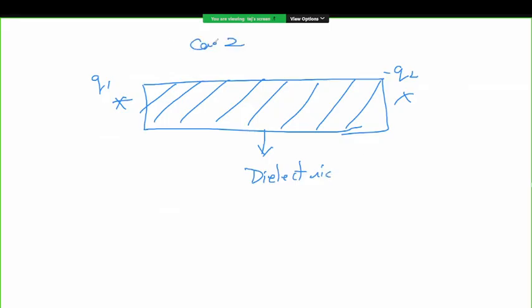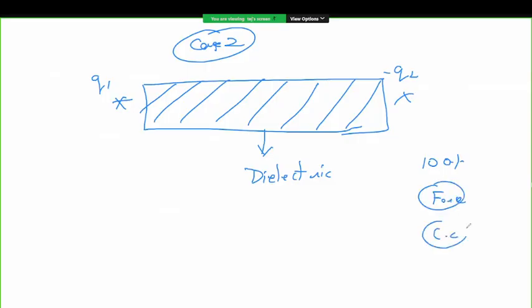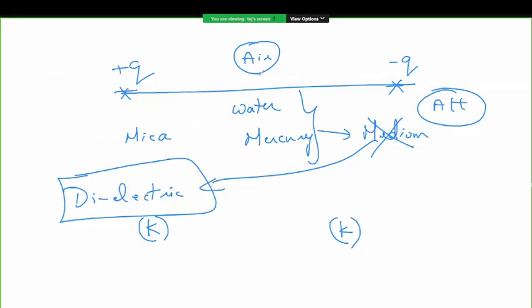In case 2, I am introducing a dielectric between both the charges. Now, first question. Will there be force between them? 100% there'll be some kind of force between them. How do we calculate force? Using Coulomb's law. This also we know. Now, what's the difference between case 1 and case 2? In case 1, the dielectric was air. If the dielectric is air, it means the value of capital K is equal to 1, which means it will not make any change to the force which we calculate.